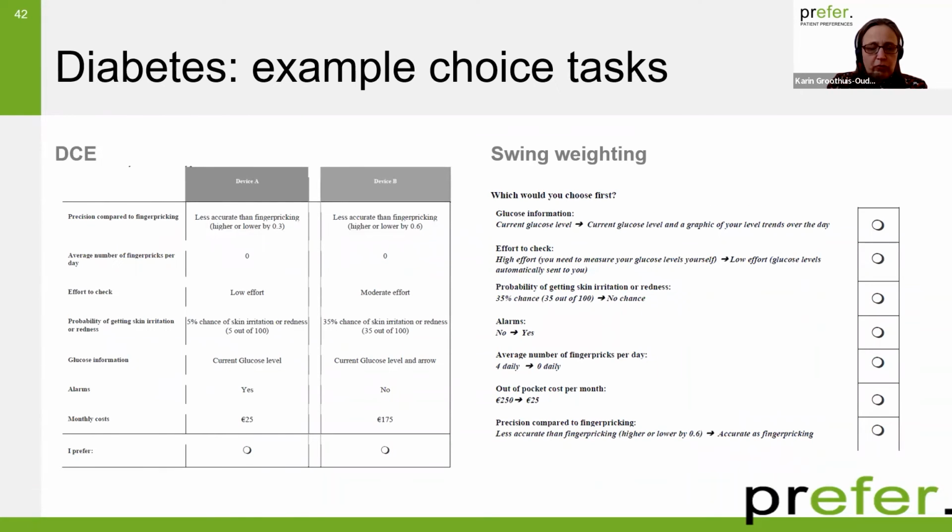In the case studies where 2 methods were used, the same attributes and levels were used. So this is an example of the diabetes study, where on the left-hand side you see the DCE task, and on the right-hand side you see this corresponding swing weighting task. This case study involved 6 attributes. And for more details on the case studies, I refer you to the webinars. For example, the diabetes webinar will be given soon, and others are already done and can be found.